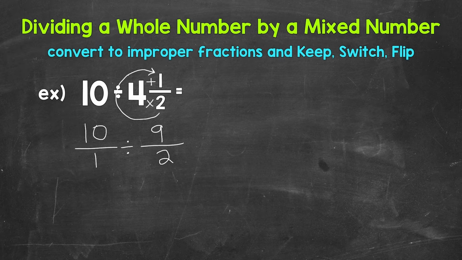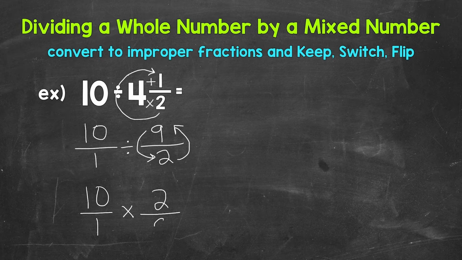Now we just have numerators and denominators, and we are able to keep, switch, flip. So let's work through our steps. We keep 10 over 1, switch to multiplication, and then flip 9 over 2. So 2 is now the numerator, and 9 is now the denominator. Now we can multiply straight across. Let's start with the numerators. 10 times 2 is 20. Now for the denominators. 1 times 9 is 9. So we end up with 20/9, which is our answer, but it's an improper fraction.